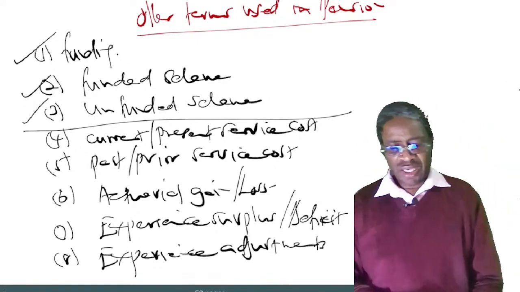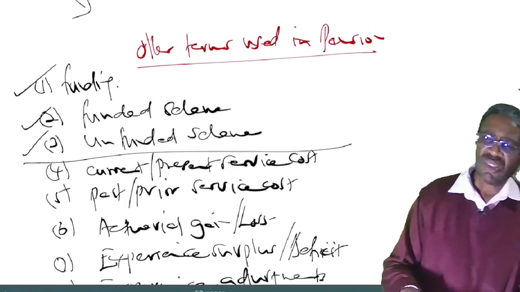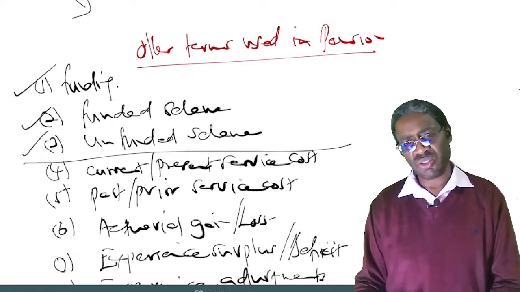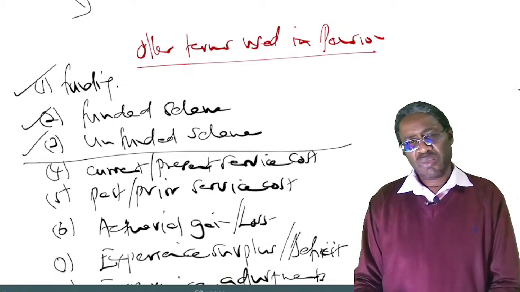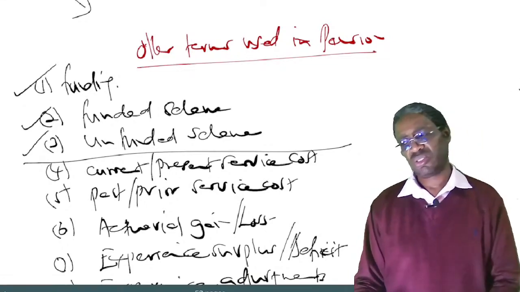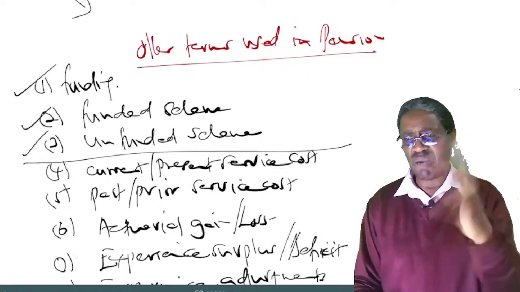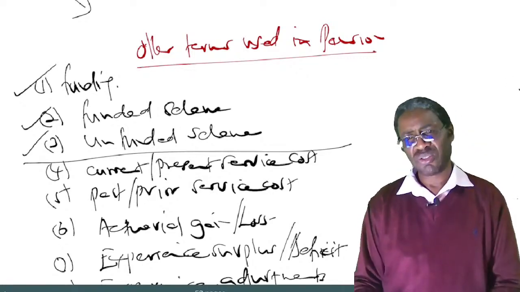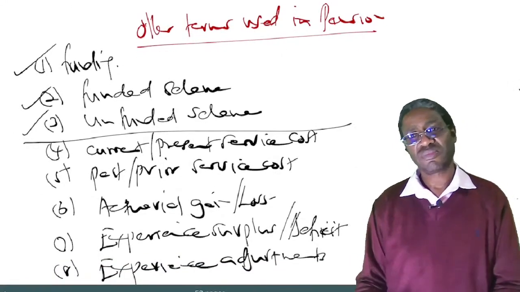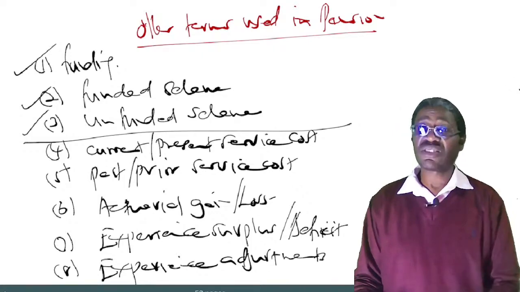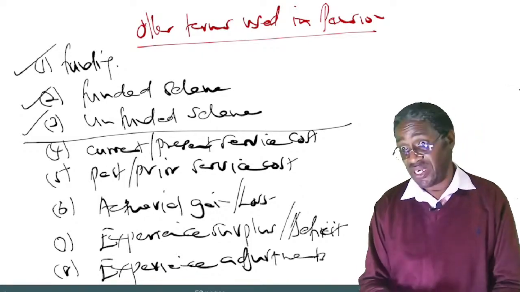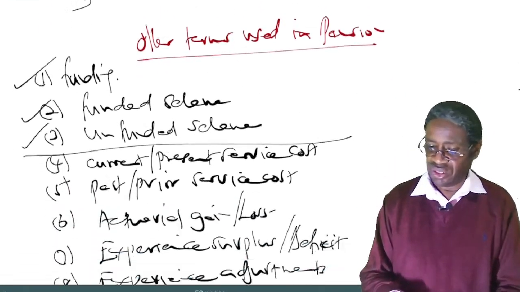Good. So let me now talk about what we are calling other terms that are used in pension. Because once in a while, you may find the examiner giving you a theory question. Define the following terms as used in accounting for pension. Maybe 2 marks, 3 marks, and so on. Good. Number one, we discussed it. I can see we have ticked it, but let me just repeat it. Number one is funding. I told you this.